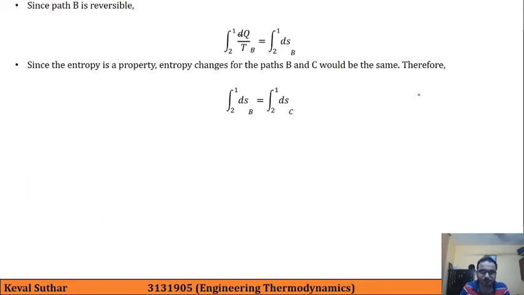So here it can be written that the integral 2 to 1 of dS for path B will be equal to the integral 2 to 1 of dS for path C. Why? Because both path B and path C have the same end states, and entropy being a property of the system, it does not depend on the path, but only on the end states. That is a point function.